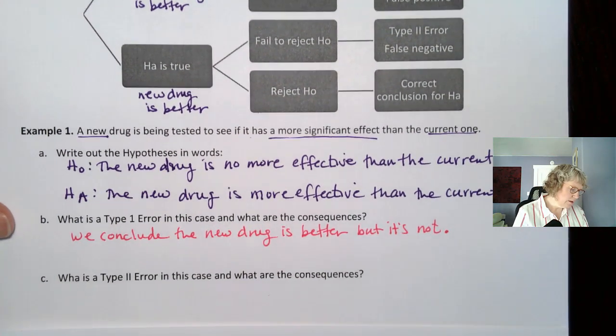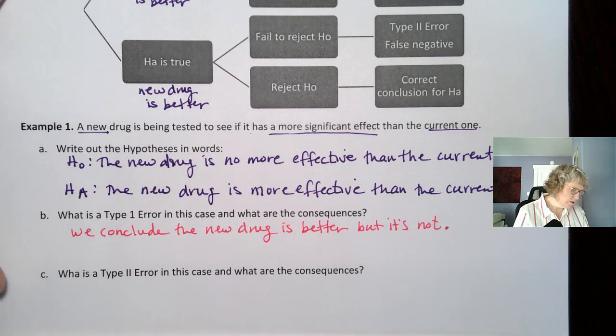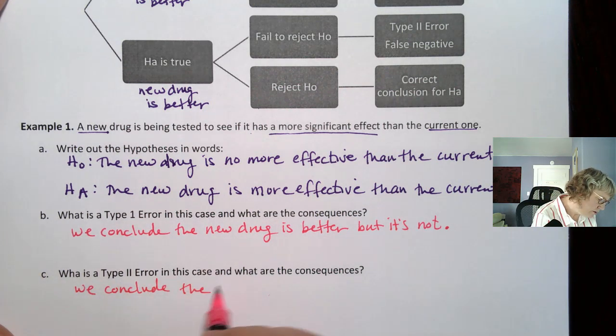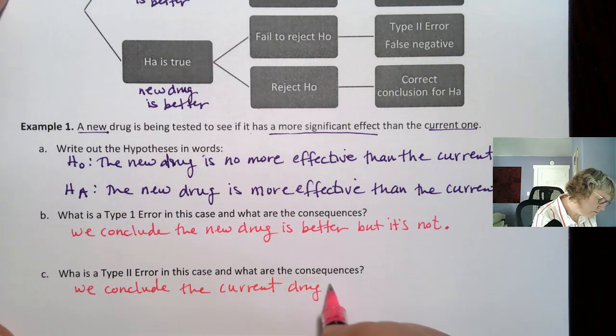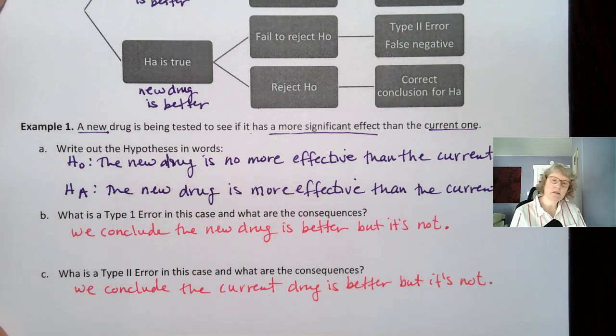And I'm going to go ahead and write the type 2 at the same time. That would be the reverse. We conclude the old drug is better. The current drug is better. But it's not. Okay?